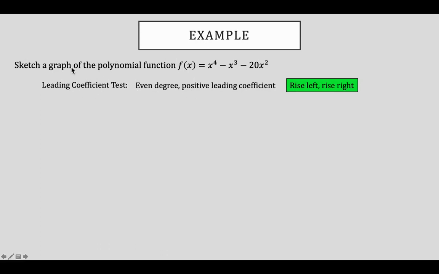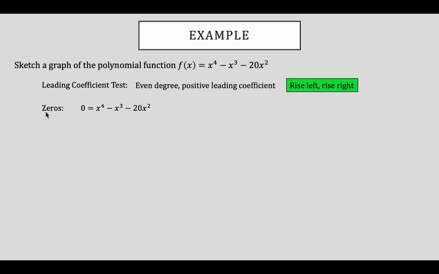After we apply the leading coefficient test, we want to find the zeros of our polynomial. Well, how do we find zeros of a polynomial? We set the function equal to 0. 0 is equal to x to the fourth minus x cubed minus 20x squared. To find zeros of polynomial functions, we are going to have to be able to factor. Make sure that you are comfortable with all types of factoring. Again, if you're struggling with factoring at all, make sure you reach out for extra help.